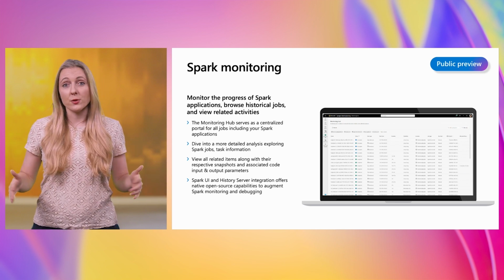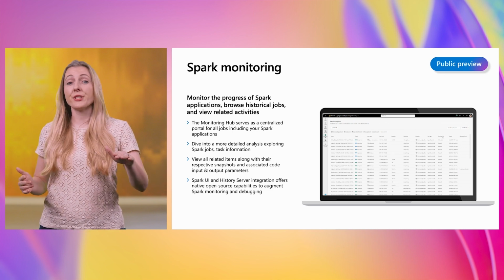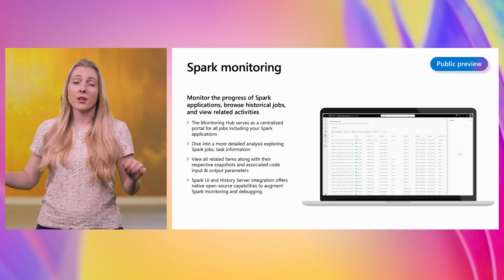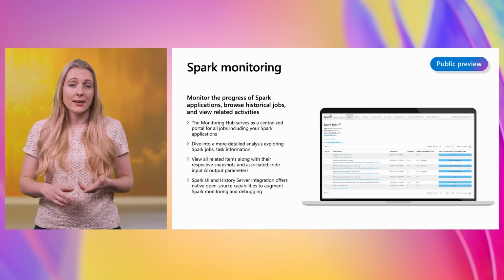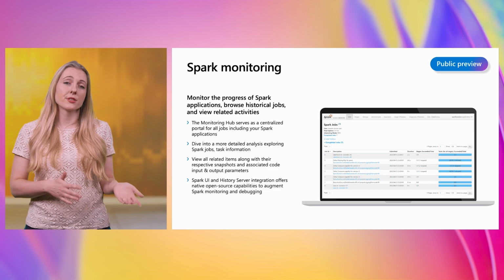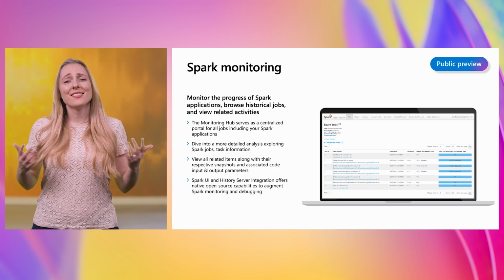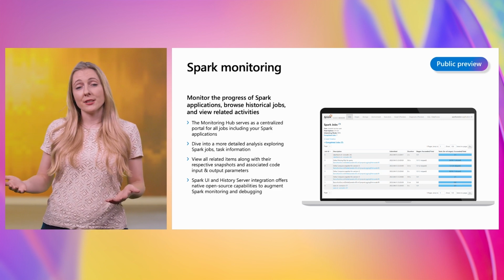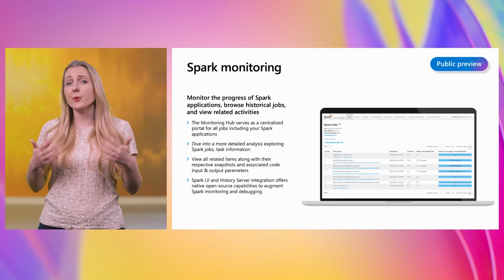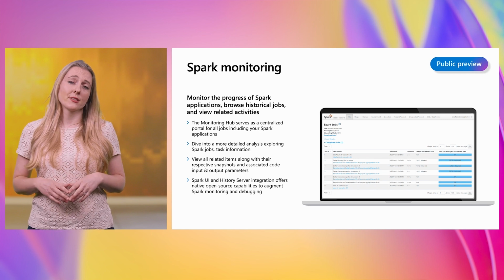Users can get a bird's-eye view of all their items, but they can also drill down to the details at the job level. Customers can also view related items like associated notebooks and pipelines, and also view snapshots of their notebooks for easy troubleshooting. Finally, those who feel at home in the Spark UI can also navigate directly to it, as well as the Spark History Server for viewing native Spark execution metrics.